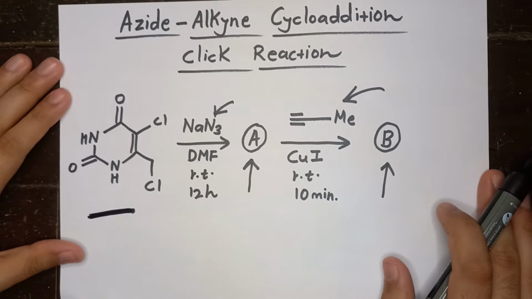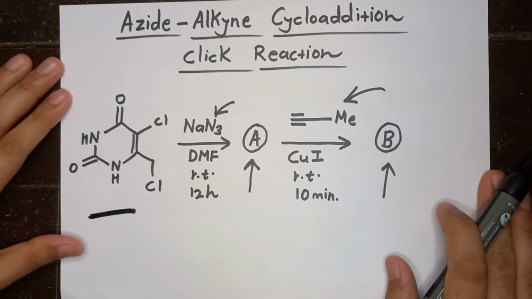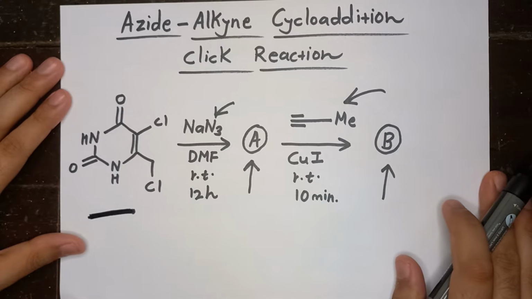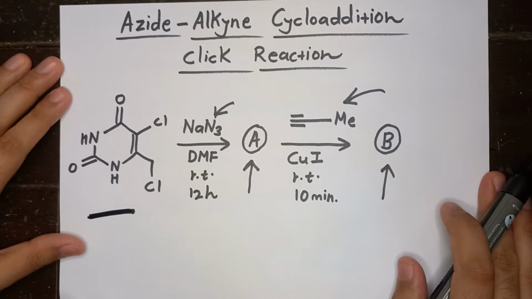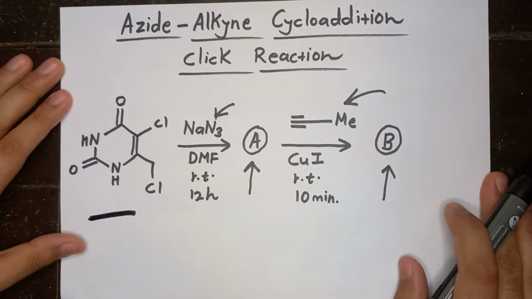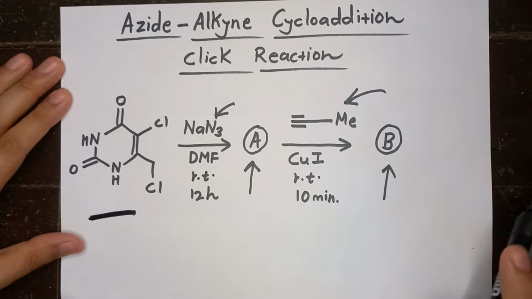Alright, so this is the 7th video in the series of name reactions, and today we are going to discuss azide-alkyne cycloaddition. You can also call it the click reaction. So here's a question for you.